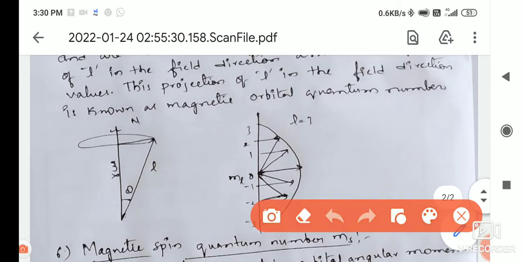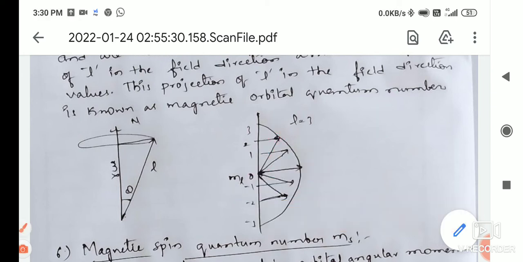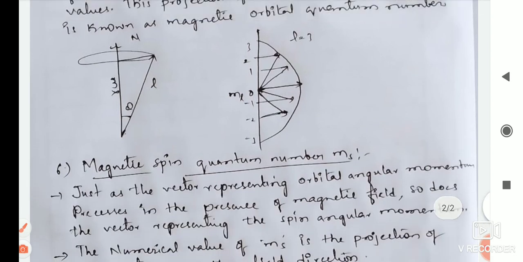The electron will rotate in this direction, or this direction, and also in this direction, like that. The orbital of the electron will rotate in 7 ways. So like that we get the magnetic orbital quantum number, and we can know the split here. According to this, there is some splitting of the spectral lines. In the normal way, when the atom is not placed in any magnetic field, we will get only one spectral line.